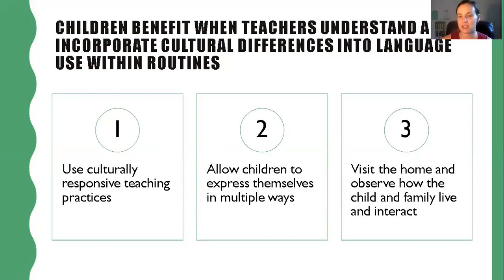I think the best thing is to visit the home and observe the child and family, how they live and how they interact. This will also give you the opportunity to do an informal assessment of how many ACEs there are, if there's domestic violence, if there's poverty, things like that. We are going to have to be multidisciplinary. We are going to have to look at those ACEs.